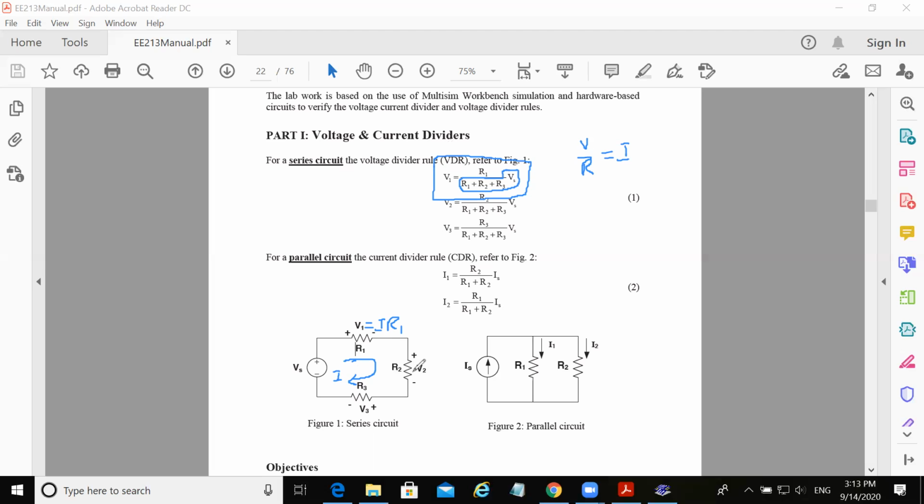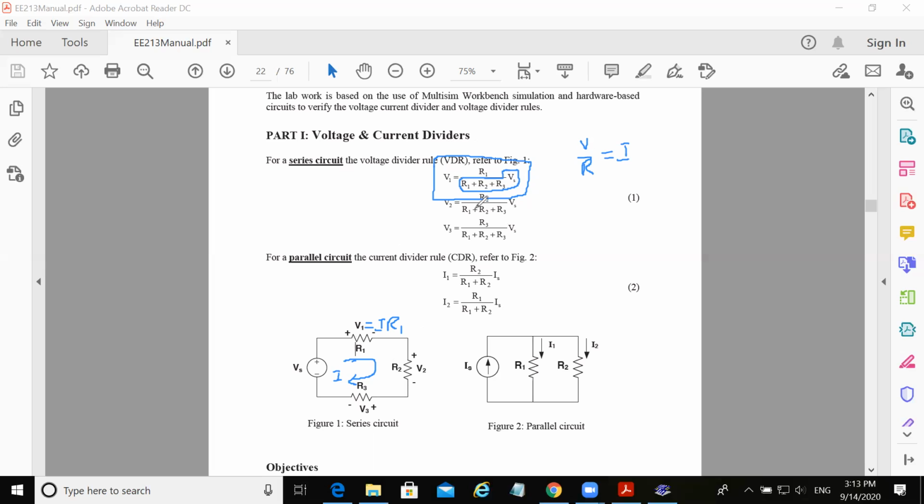Similarly, V2 can be found by multiplying the resistance R2 with the current. And as I said earlier, what is the current? Vs over R1 plus R2 plus R3. In short, these are the equations that are called the voltage divider rule equations. No matter how many resistors you have in series, you can come up with a voltage divider rule accordingly.